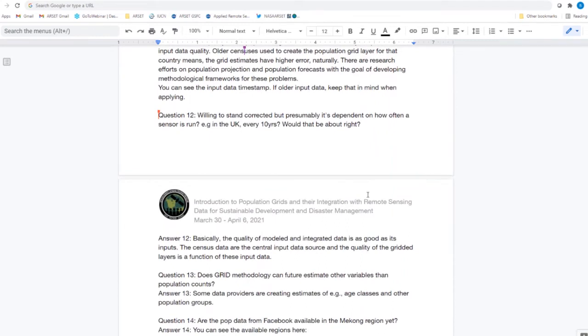Great, thank you. Question 12. Presumably it's dependent on how often the census is run. For example, in the UK, every 10 years. Would that be about right?